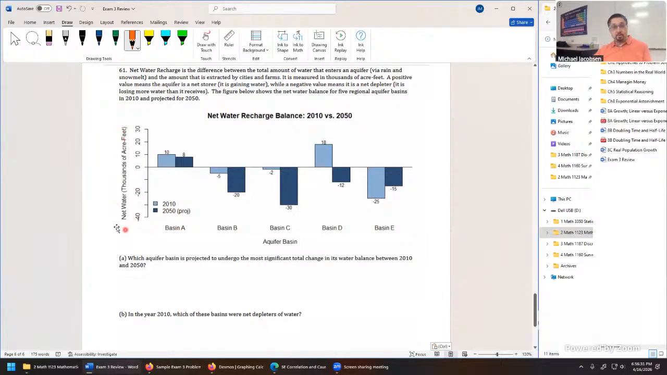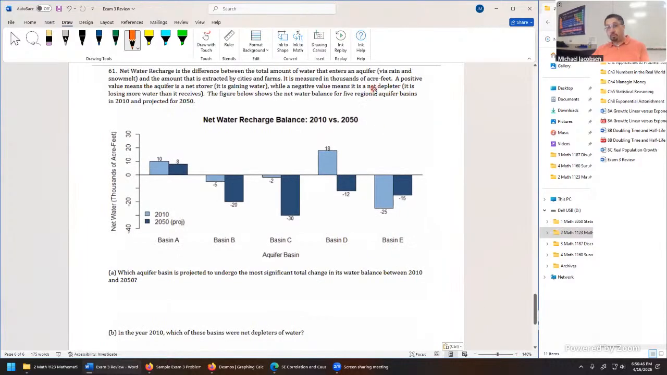So that's the net water variable on this axis, having a positive and a negative end. A positive value means the aquifer is a net storer. It's gaining water, possibly through rain or otherwise. A negative value means it's a net depleter, meaning we're draining the aquifer on a year-by-year basis. It's losing more water than it receives. The figure below shows the net water balance for 5 regional aquifer basins in 2010 and 2050. So 2050 is the projected year.